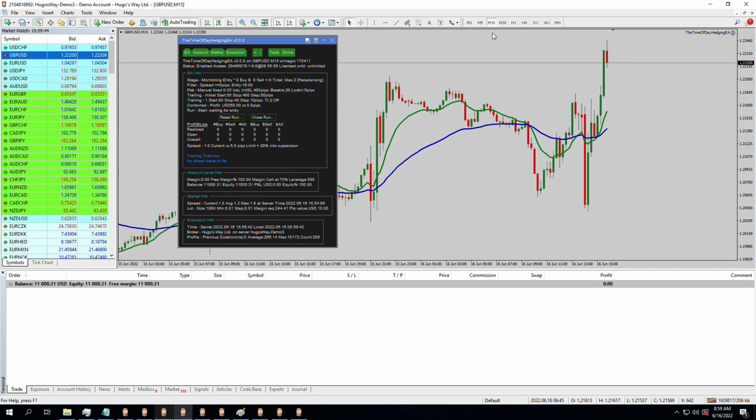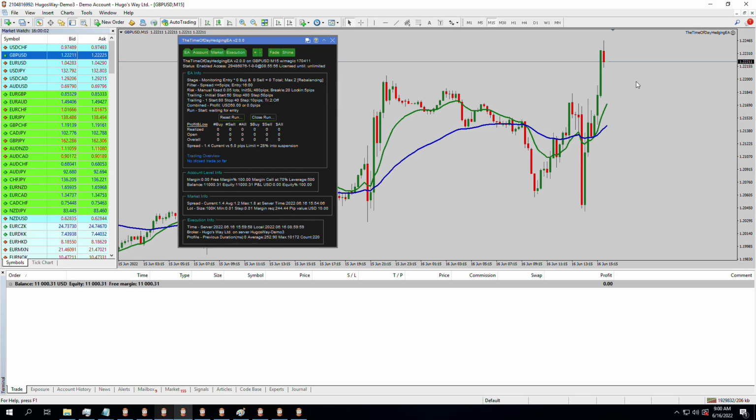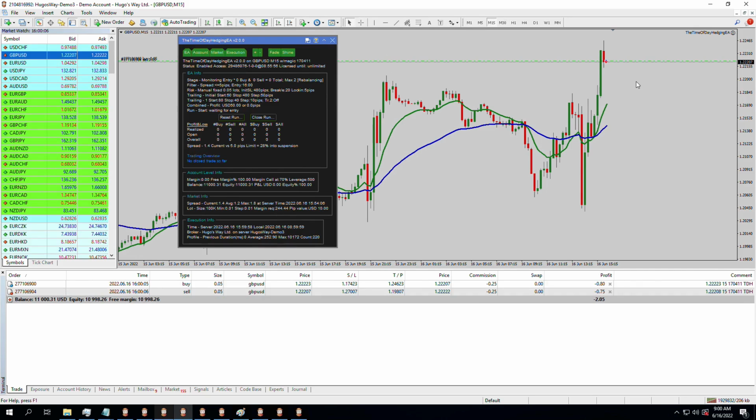Time and time frame doesn't really matter with this expert advisor. 10, 12 seconds to go here, 5 seconds, and we should see an entry of a buy and a sell trade at the top of the hour. There's the top of the hour, new candle, and there it is. An equal and opposite buy and sell trade, and then all parameters are on the chart.